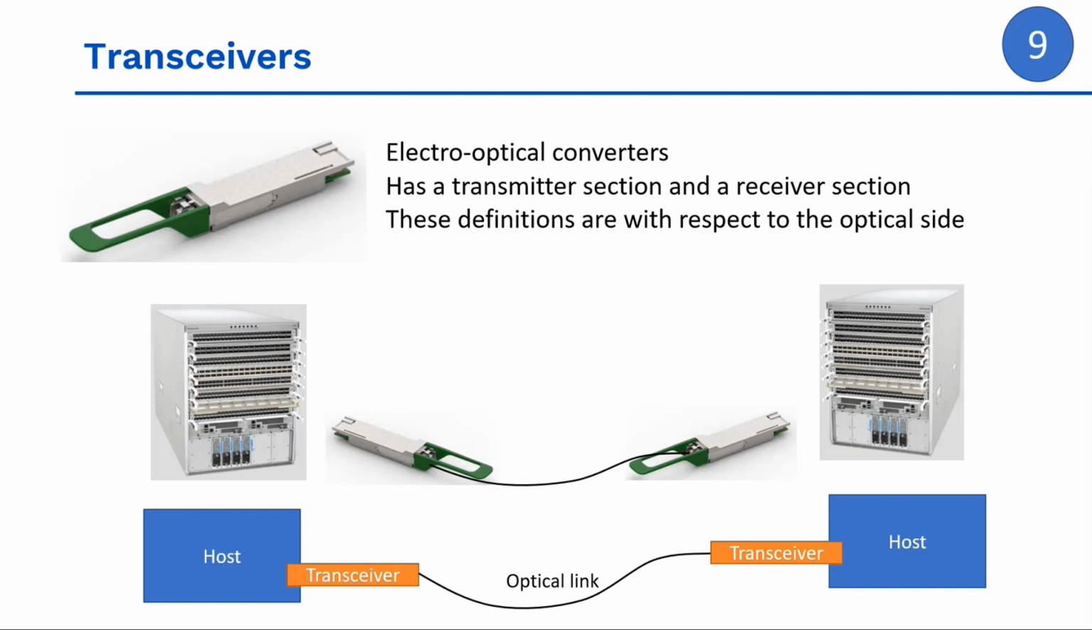You need to be careful about these definitions: the transmitter and receiver are defined with respect to the optical side. The transmitter transmits optical signals and the receiver receives optical signals. There are other definitions with respect to the RF side, with respect to the host, so you need to be careful. The common ones are always those with respect to the optical side. So when somebody mentions the transmitter of the transceiver, you know exactly what they are talking about.